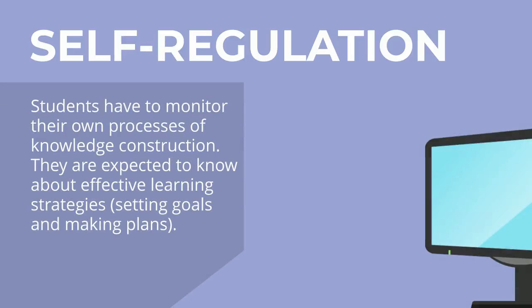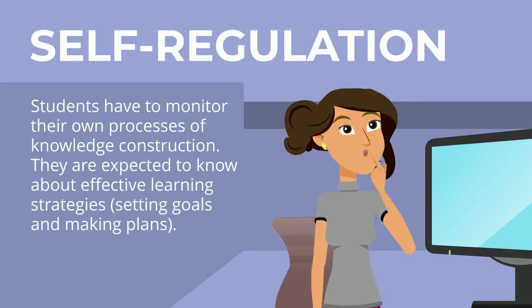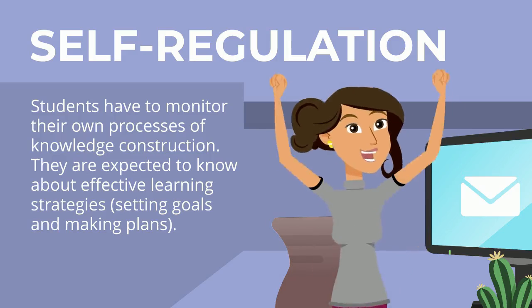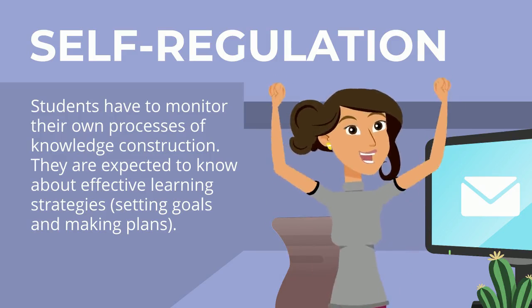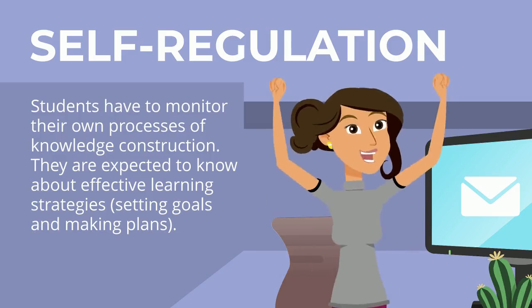Self-regulation. Students have to monitor their own processes of knowledge construction. They are expected to know about effective learning strategies. The learning environment has to support students' self-regulation by, for instance, letting students formulate their own learning goals or by providing opportunities for them to reflect on their performance.